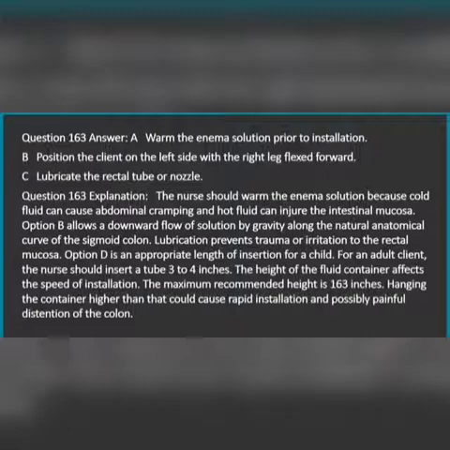Option B allows a downward flow of solution by gravity along the natural anatomical curve of the sigmoid colon. Lubrication prevents trauma or irritation to the rectal mucosa. Option D is an appropriate length of insertion for a child. For an adult client, the nurse should insert the tube 3 to 4 inches. The height of the fluid container affects the speed of instillation. The maximum recommended height is 18 inches. Hanging the container higher than that could cause rapid instillation and possibly painful distension of the colon.